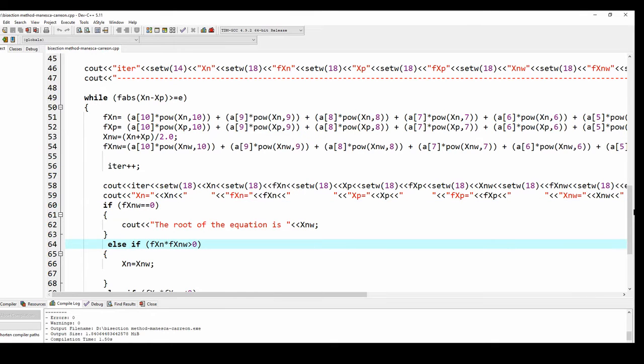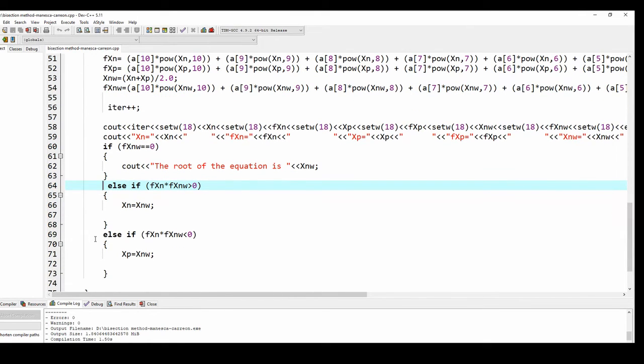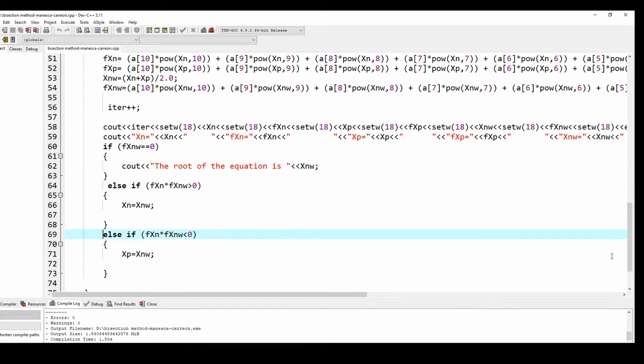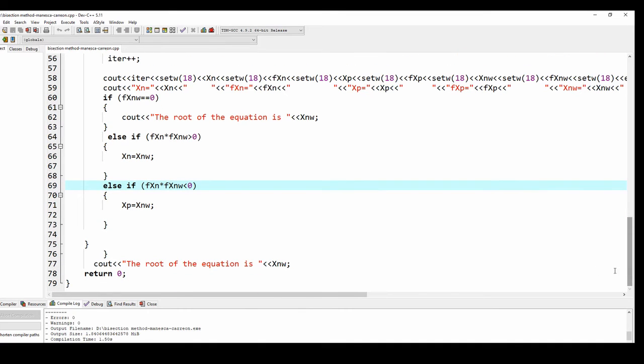Once the value of a given midpoint becomes 0, the iteration will automatically stop, so the root of the equation will be the last value of the midpoint, or x sub nw. But if the value of f(x sub w) is positive, the value of x sub n will remain unchanged, while the value of x sub p will be changed into the previous value of the midpoint. On the other hand, if the value of f(x sub w) becomes negative, the value of x sub n will change into the previous value of the midpoint, while the value of x sub p will remain unchanged.